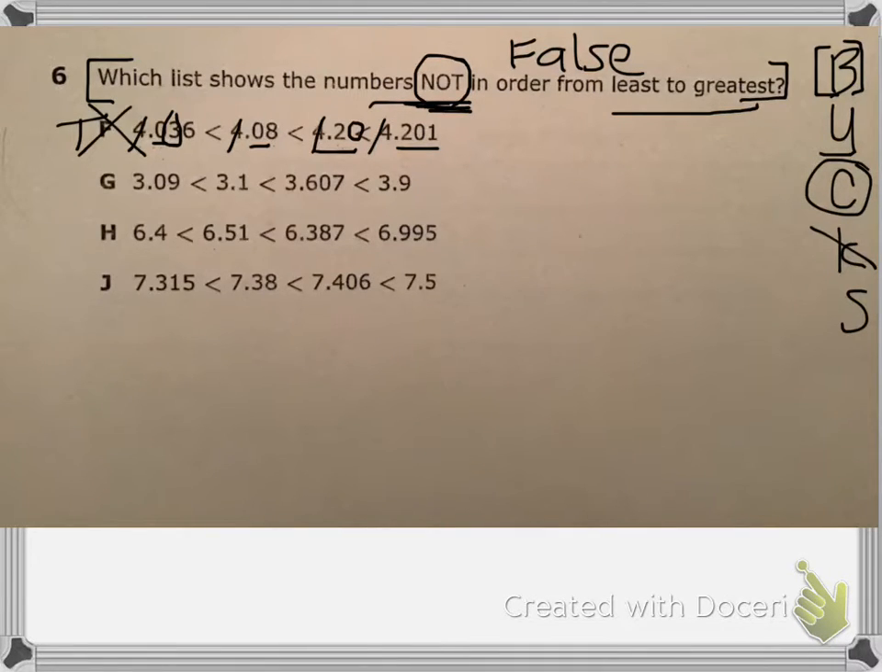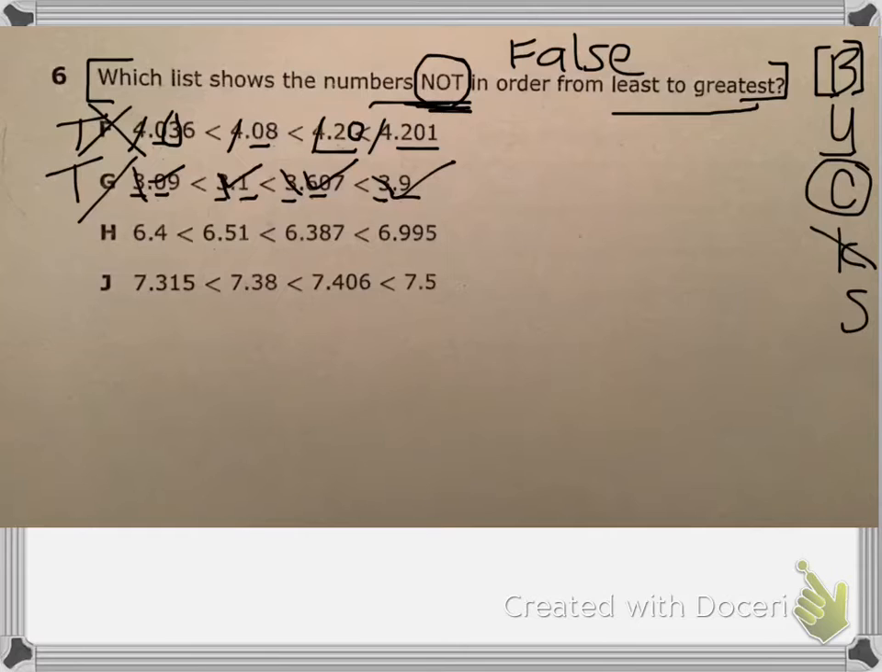Okay, so we're going to go to G. We look at the ones place, which every one has a 3 in it, so we cannot tell from there if they're ordered least to greatest, so we go next door. We have a 0 and a 1, a 6 and a 9. Well, 0 is less than 1, so this one works. Then we have 6 is greater than 1, but less than 9, so that works. So G is a true statement.